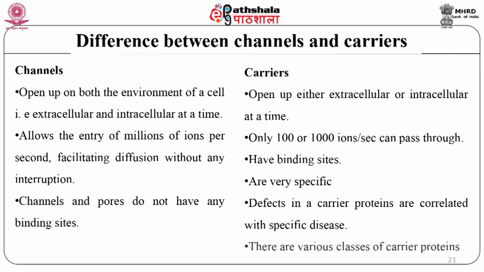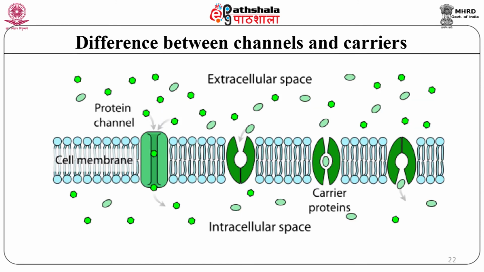Carriers have binding sites. Carrier proteins are very specific and can bind or transport only one or a group of very similar molecules. Defects in carrier proteins can be correlated with specific diseases. Carrier proteins are of various classes. Endocytosis and exocytosis are the mechanisms by which very large molecules such as food and waste get into and out of the cell.